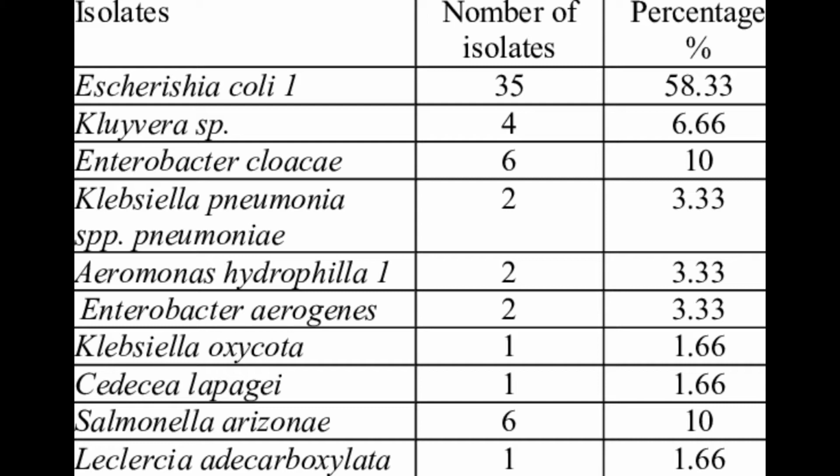Their Voges-Proskauer tests are negative actually. So let's go on with the genus Hafnia. The Hafnia alvei are the Enterobacter hafniae. They are NLF, their indole is negative, their citrate is negative, and their urease is negative. Their lysine and ornithine decarboxylase are positive. There are more positive results at 25 degrees.